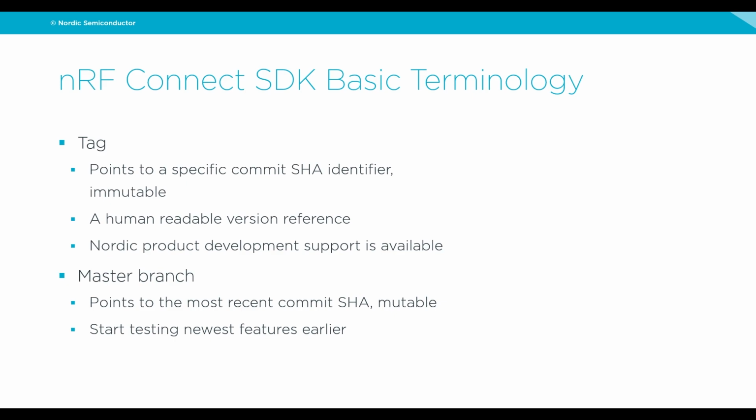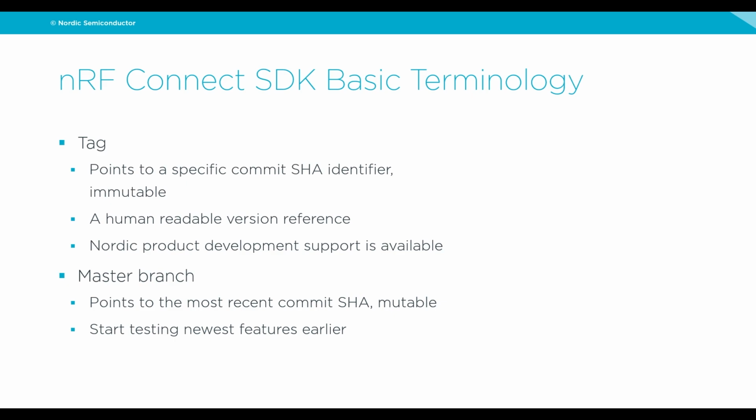And the main difference between a commit and a tag, or one of the main differences, is that a tag is human readable. So instead of being a jumble of some random identifier, it could be, for example, version 1.5.0. That's a lot easier to read. And for a tag, Nordic product development support is available, but I'll talk a bit about that later.